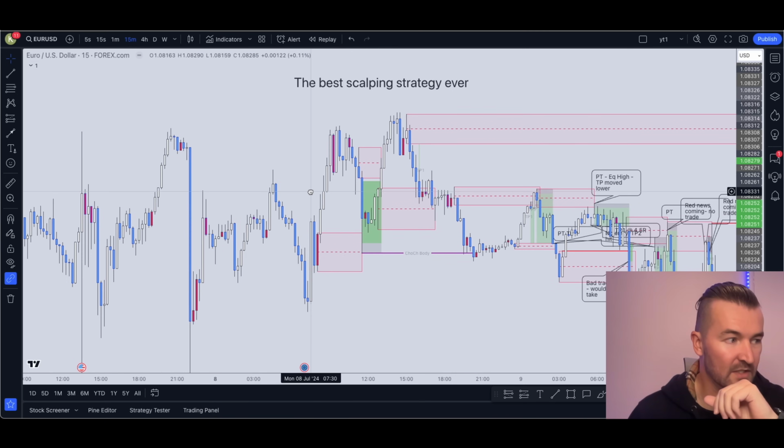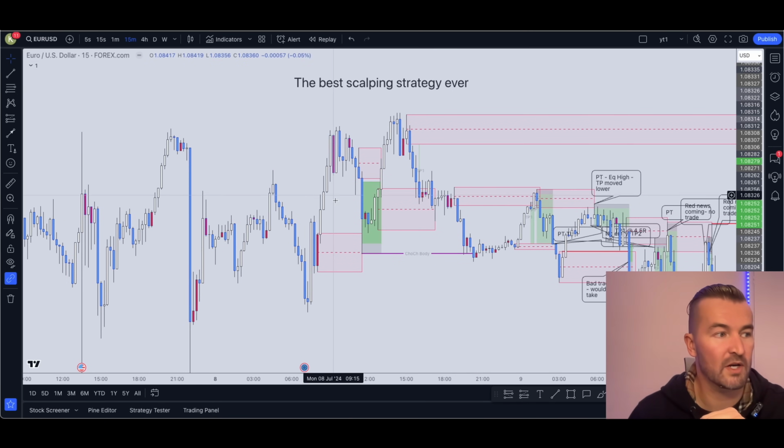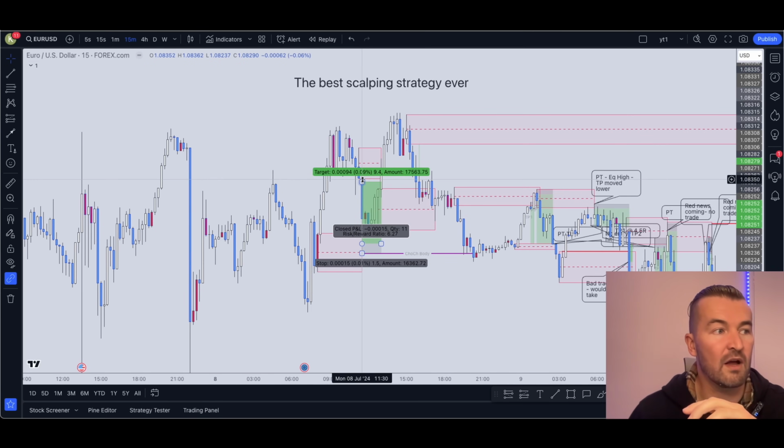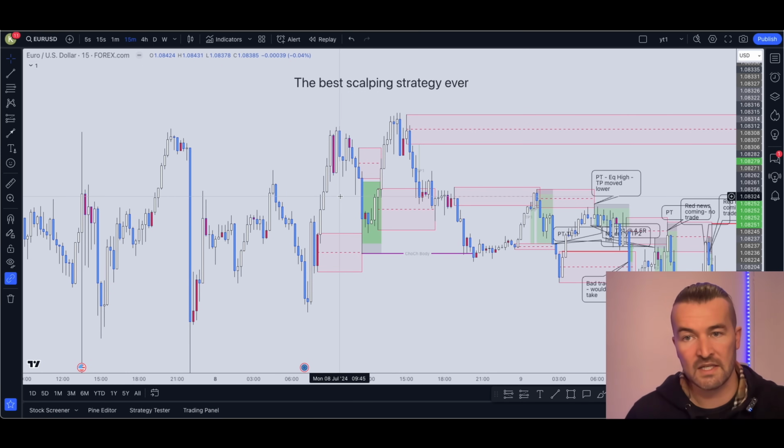Prime example is just here. This is an internal structure, just so you're aware, internal break right here. We're waiting on a pullback with this trade and we are literally just feeding it straight to the next zone. We are refilling that imbalance, okay? So a key part to order blocks. The directional bias is there as well, internally at the very least.